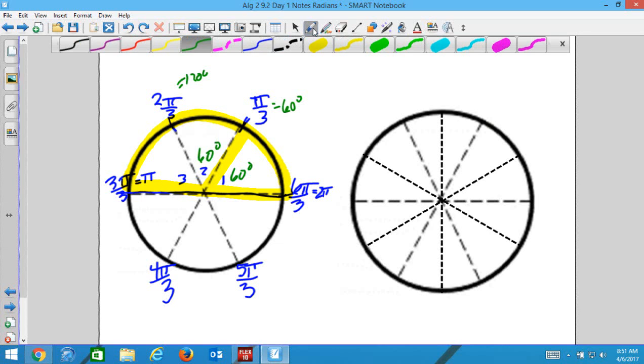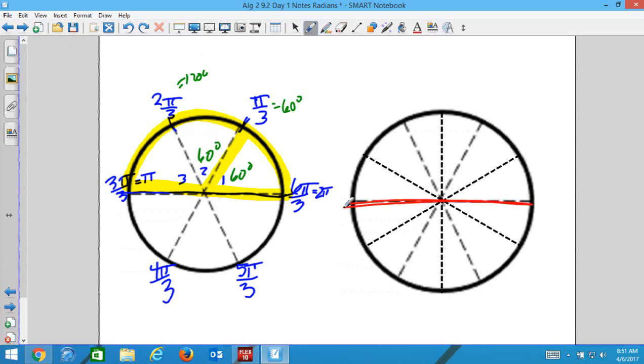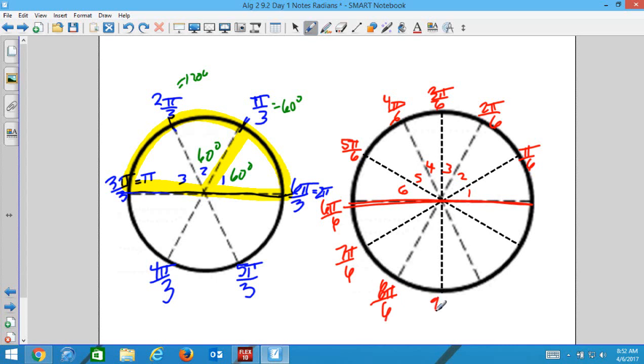How many pieces of pie do we have in the top? 6. And what is the radians for the top half? The entire half is pi. So one of those is pi over 6. Write it down. 2 pi over 6, 3 pi over 6. We're just counting, adding on more pieces of the pie. 4 pi over 6, 5 pi over 6, 6 pi over 6, 7 pi over 6, 8 pi over 6, 9 pi over 6, 10 pi over 6, 11 pi over 6, and 12 pi over 6.